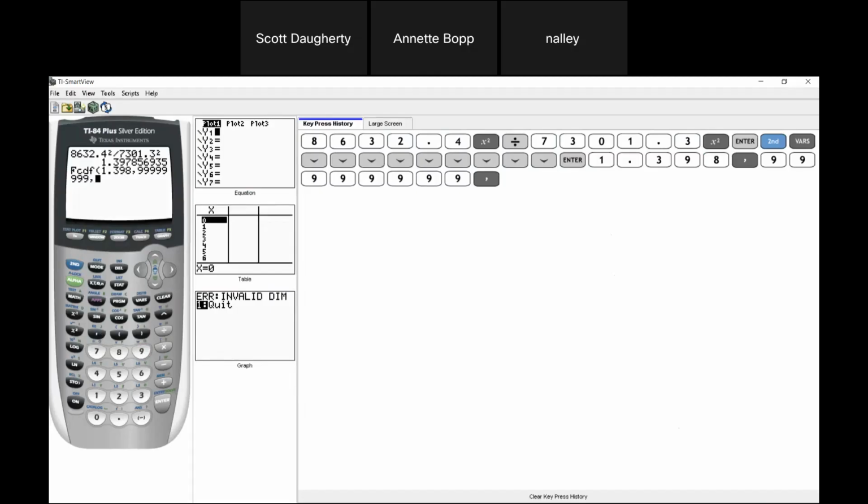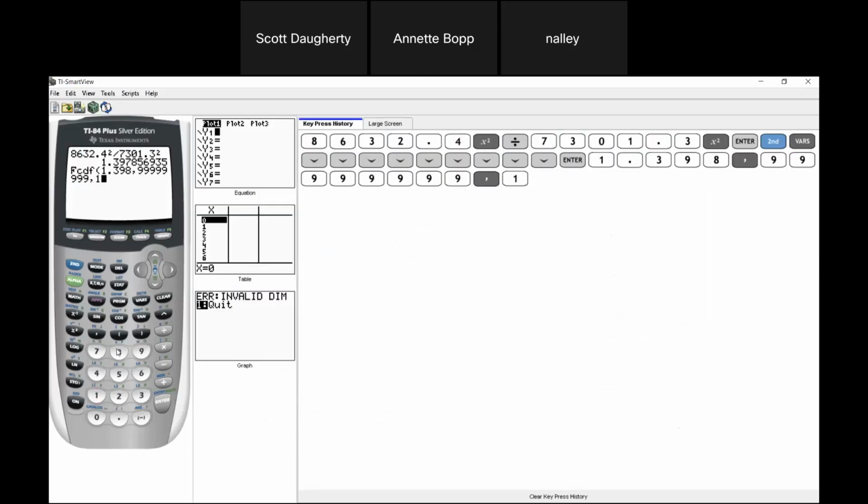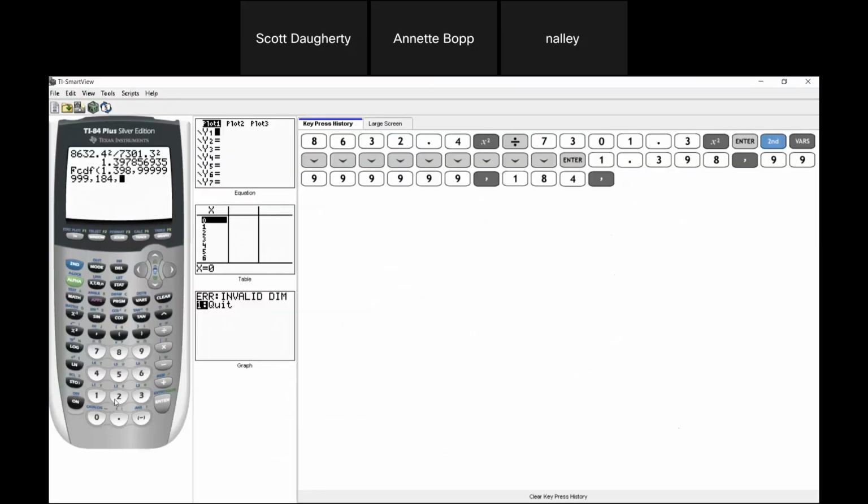So let's go back and look. DF1 is 184. That comes first, and then DF2 comes second. And that was 208. All right, and so this is going to give you the area trapped between those two F values. It's 0.0095 or 96 if you round it off.